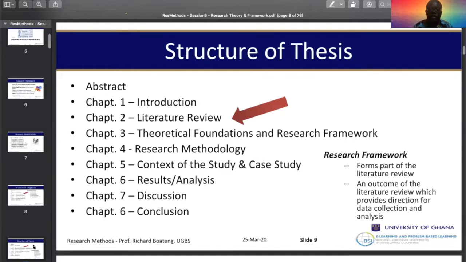So I'm just wanting to make that relationship clear for you. Look at how it looks for the PhD student. A PhD student can have chapter one be introduction, chapter two be literature review, then chapter three being theoretical foundations. Sometimes some supervisors may tell you to combine, other supervisors may tell you to split it. Sorry about the numbering here. The last one is supposed to be 8. Okay.